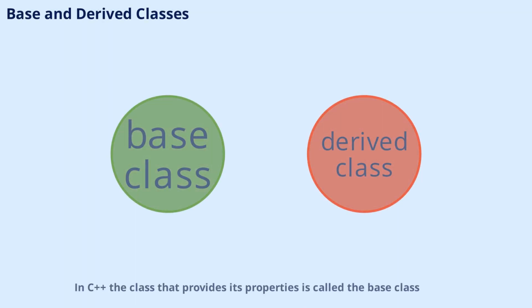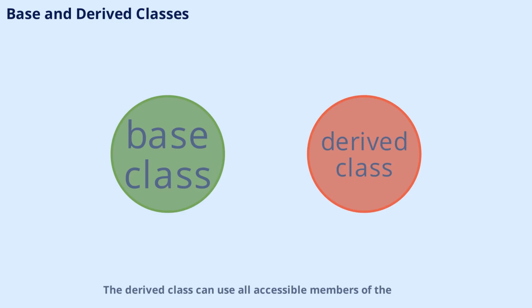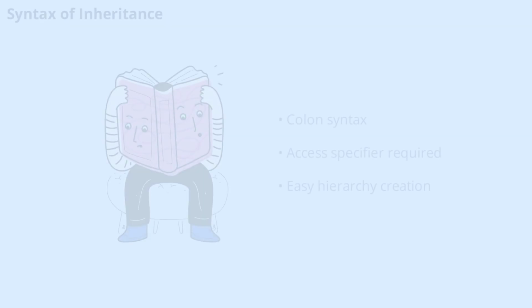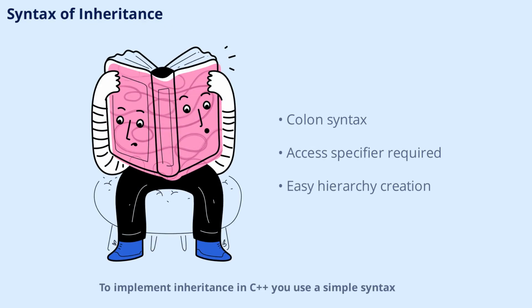In C++, the class that provides its properties is called the base class, while the class that inherits from it is the derived class. The derived class can use all accessible members of the base class and can also add its own unique features. This relationship forms a hierarchy, where the base class represents a general concept and derived classes represent more specific implementations. To implement inheritance in C++, you use a simple syntax. The derived class is defined by specifying the base class after a colon along with an access specifier. For example, class derived : public base. The access specifier determines how the base class members are inherited. This structure makes it easy to build complex hierarchies and extend functionality as needed.